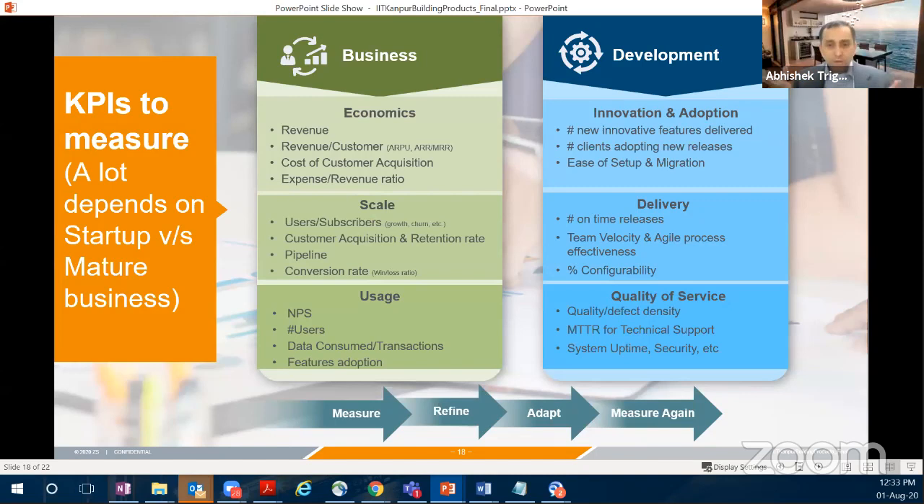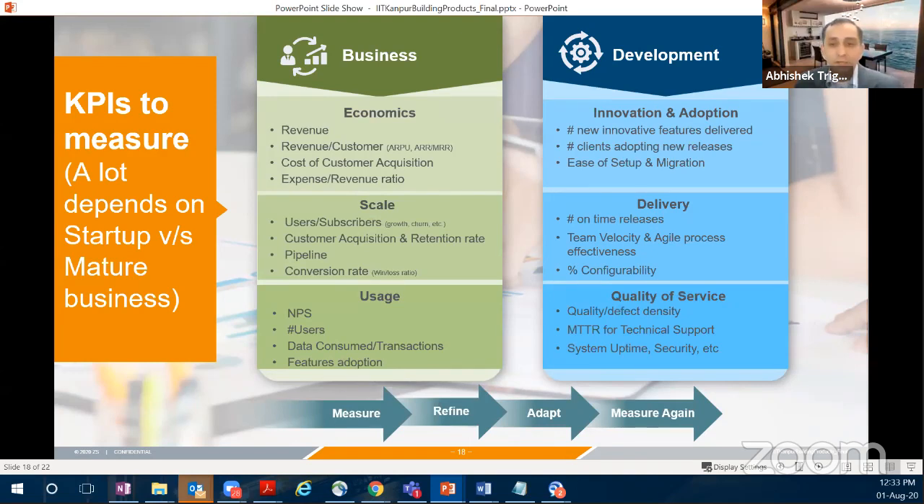Now that we have talked about a little bit of the tech as well in the journey, we talked about, of course, KPIs and business metrics are important because at the end of the day, we are in the business of building software for the business more often than not. So you got to think about what KPIs to measure.